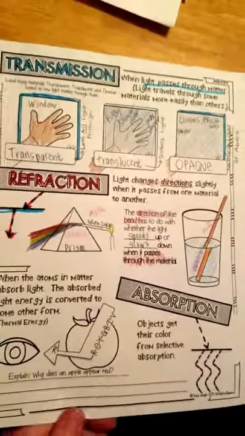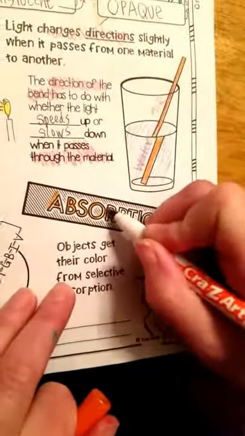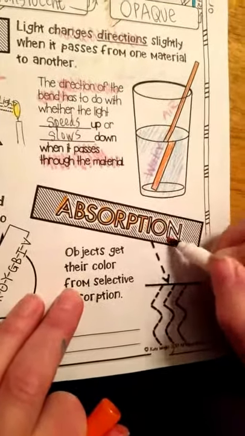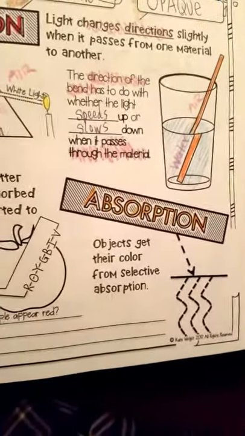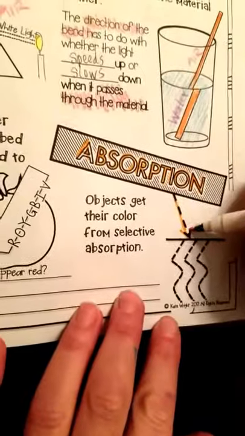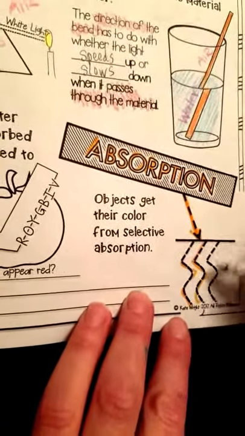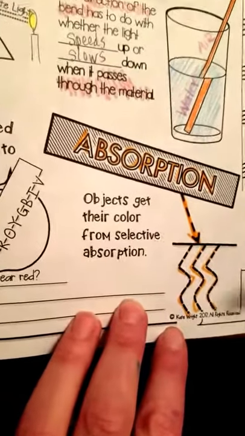Okay, last one, absorption. So absorption is the last thing that light can do. Light can be reflected. Light can go through things, transmitted. Light can refract, or light can be absorbed by an object. So if you look at that graphic here, it's hitting this surface, and this surface is sucking it all in. It's absorbing it all. Okay?